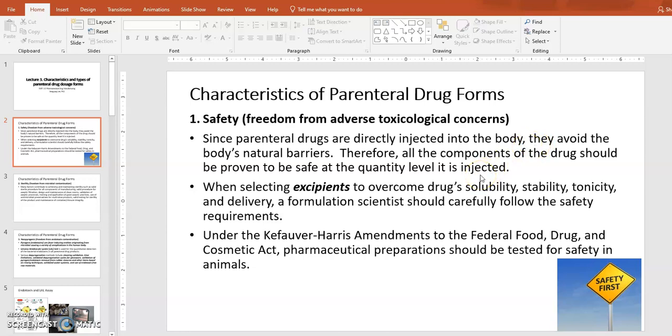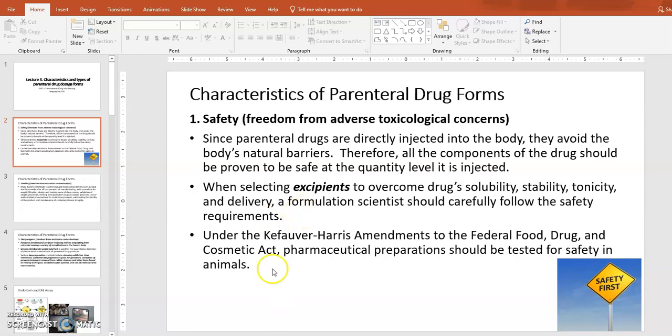Makes sense. So when selecting the excipients, the active ingredient is mixed with the excipients, right? That's compounding. The formulation should overcome the drug's solubility, stability, toxicity, and delivery issues. The formulation scientists should carefully follow the safety requirements. So when you consider the best formulation for your drug, safety concern is always number one.